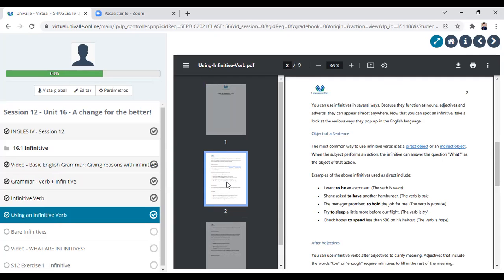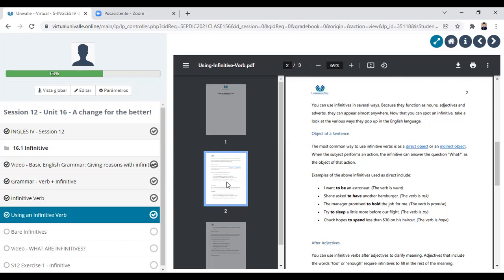Now that you can spot an infinitive, take a look at the various ways they pop up in the English language. Object of a sentence. The most common way to use infinitive verbs is as a direct object or an indirect object. When the subject performs an action, the infinitive can answer the question what as the object of that action.